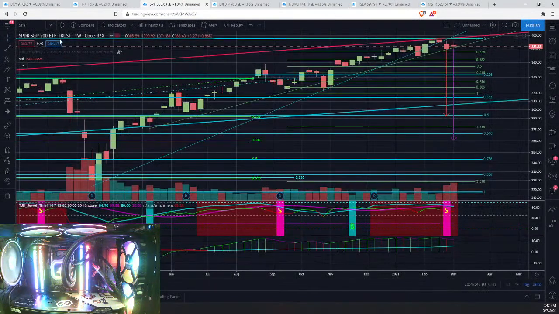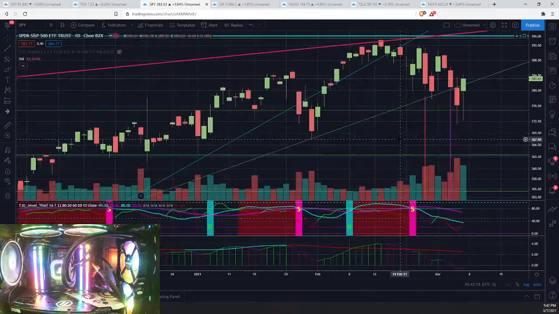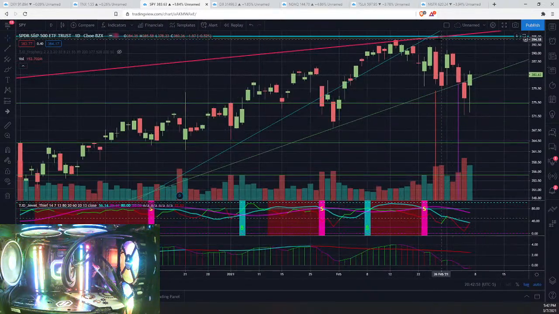So what we need to pay attention to is, and I'm going to switch back over to the daily now, can we get back up here and take out this previous high? Or are we just going to put in a series of lower highs, and then essentially another lower high? Because you'll see what happens is we sell off, then we get an attempted bounce, and then we just bearishly sell off.